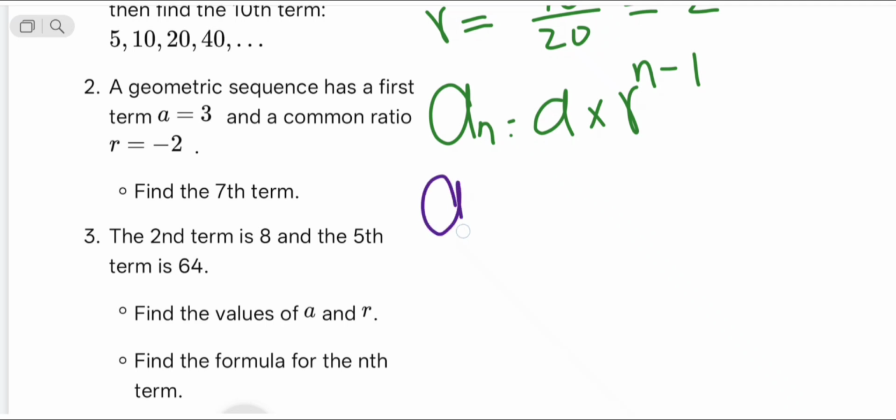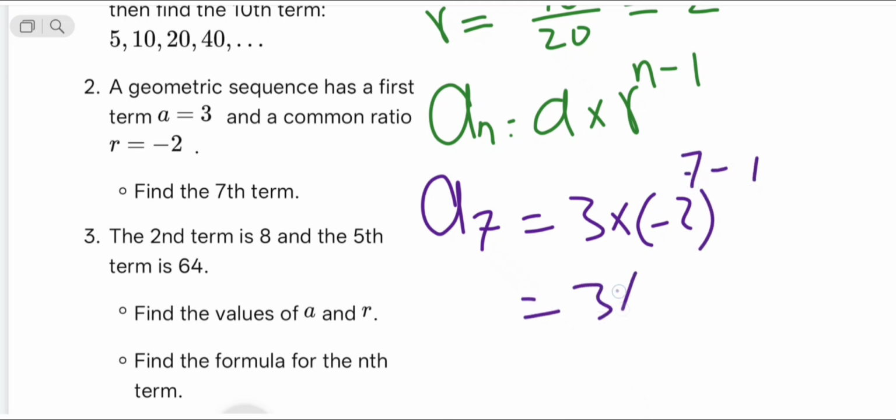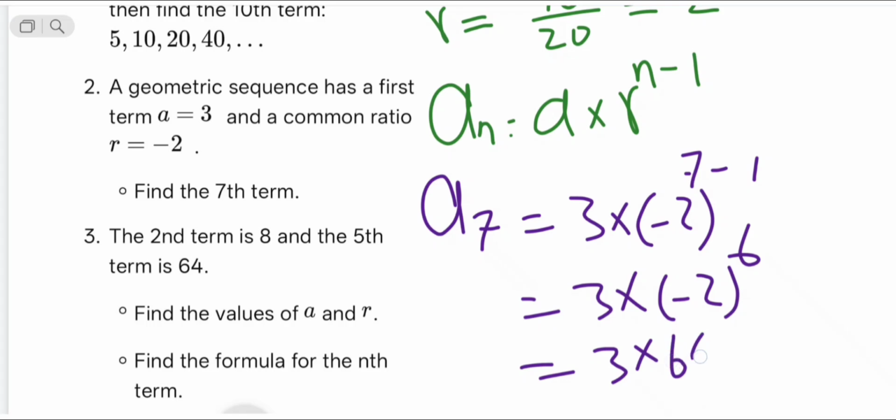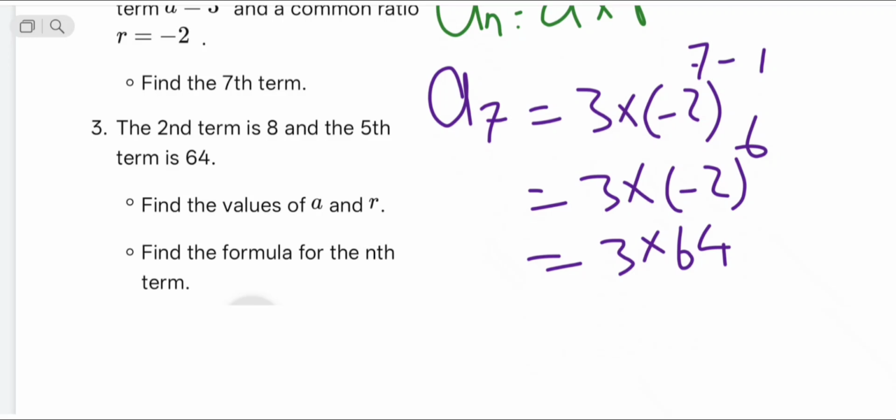So n is 7, A is 3, the common ratio R is minus 2, power 7 minus 1. So 3 times minus 2 power 6. Minus 2 power 6 is equal to 64. 64 times 3 is equal to 192. So the 7th term is 192. This is our answer. I hope you understand.